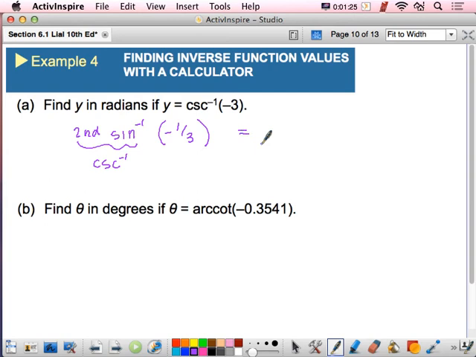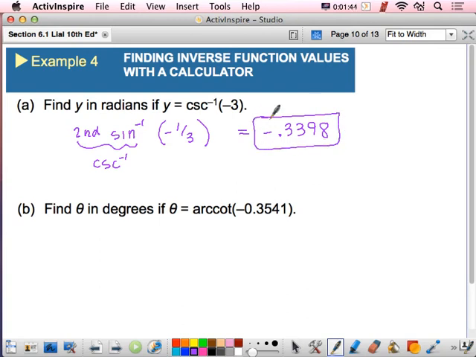And it should give you a decimal because we're in radians. So give it to me. Let's do 4 decimal places. -0.3398. Did you guys round it properly? Yes. Okay. All right, that's perfect.